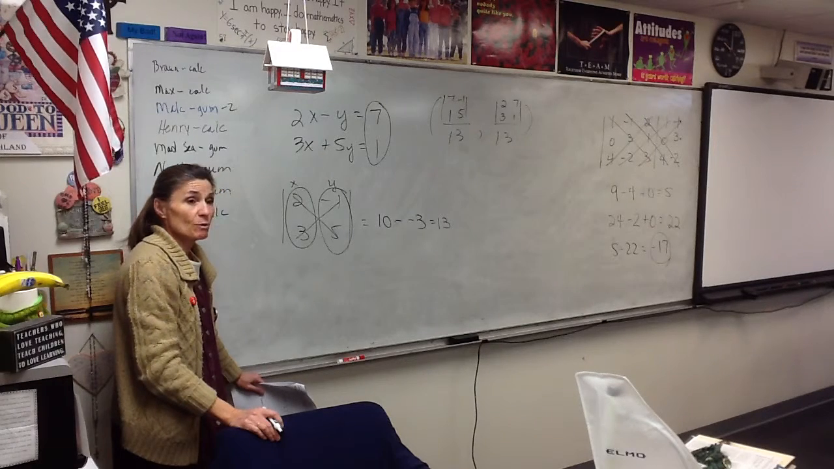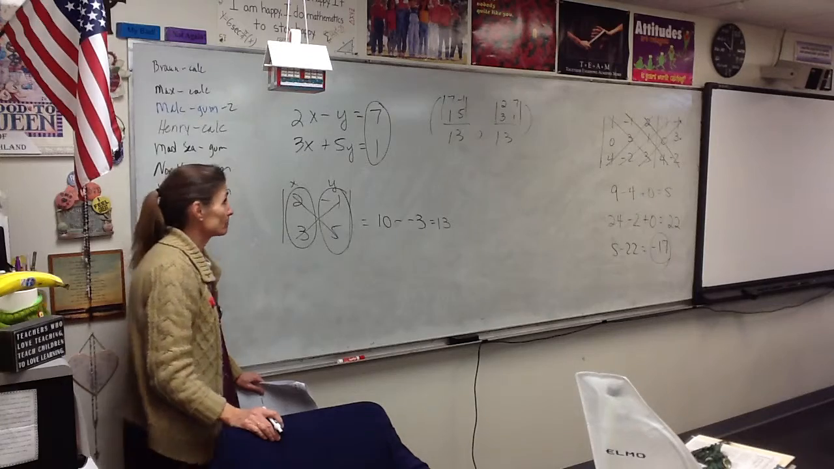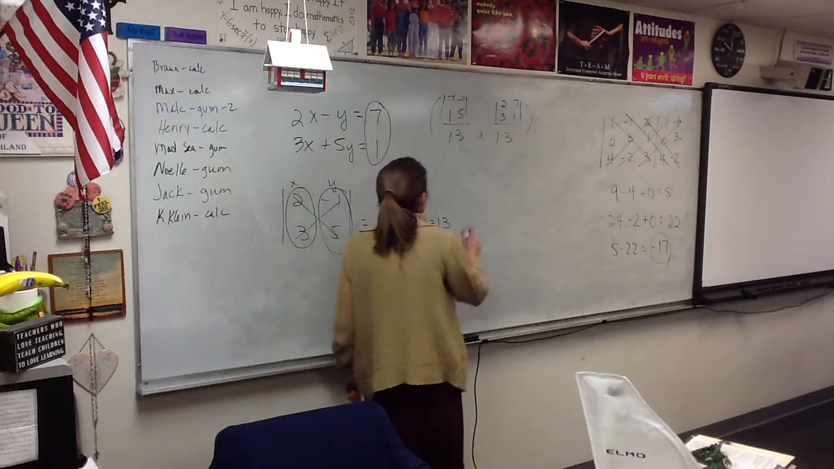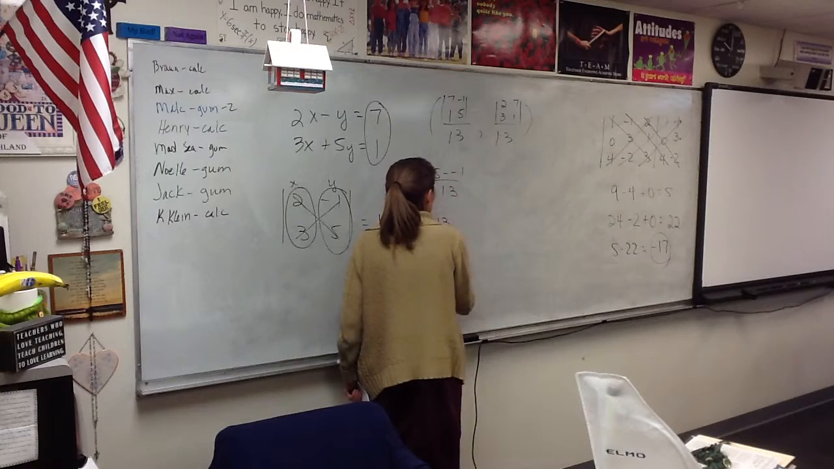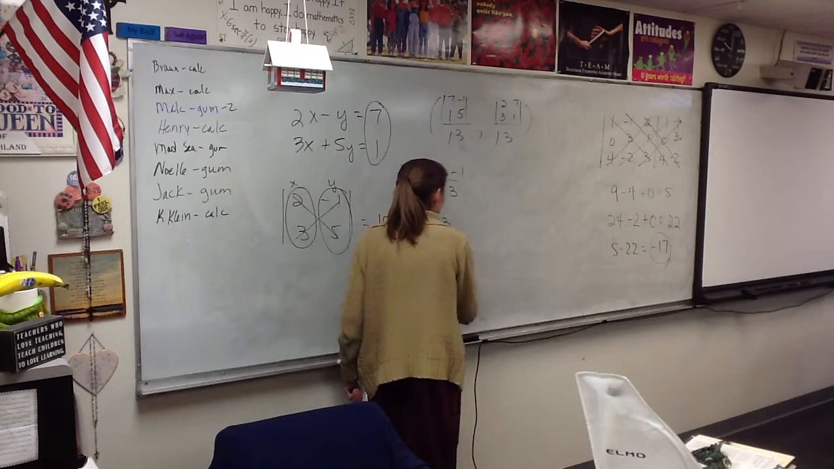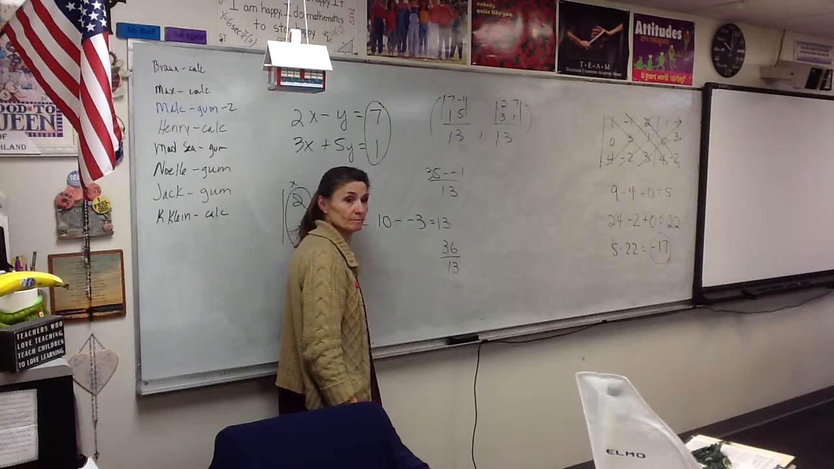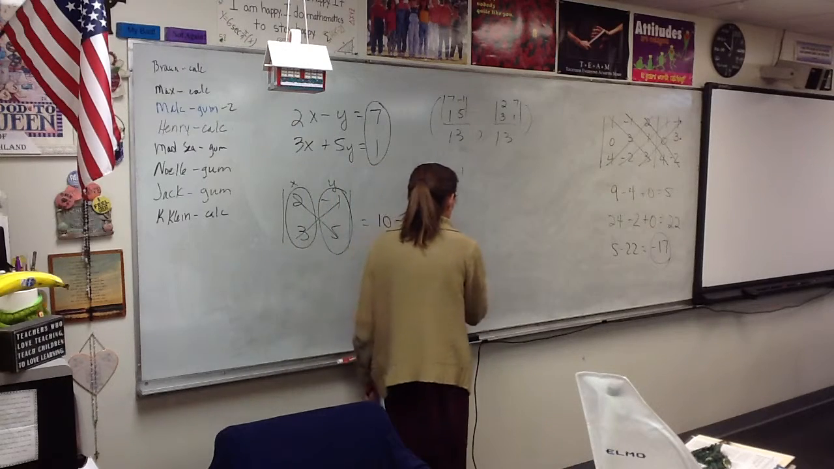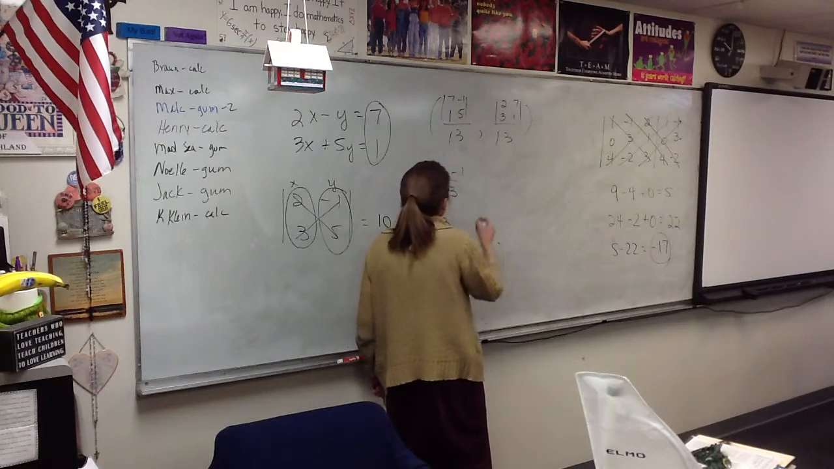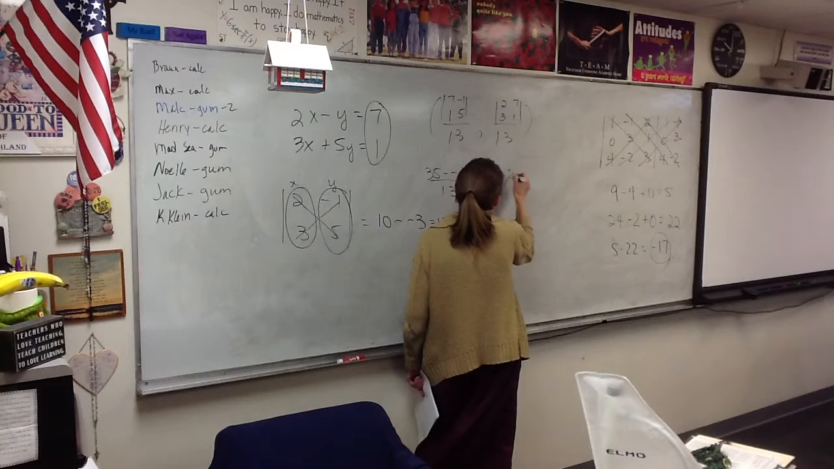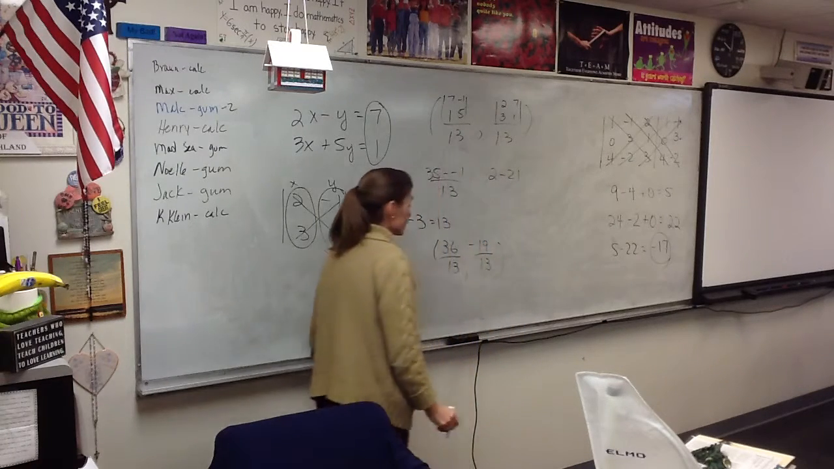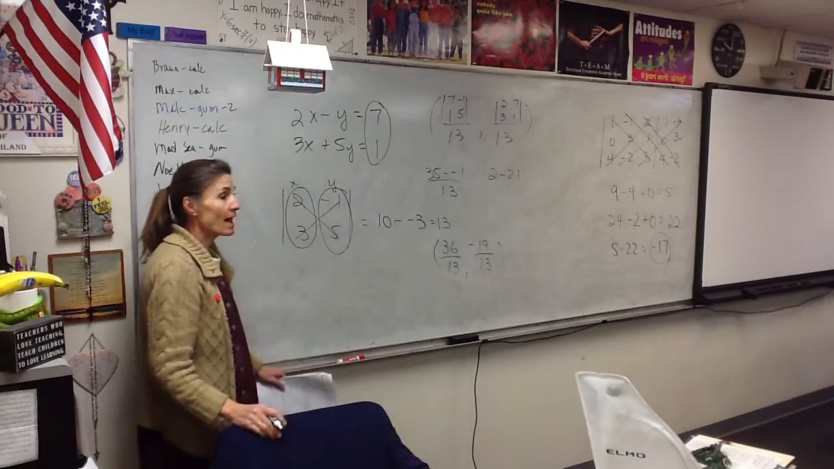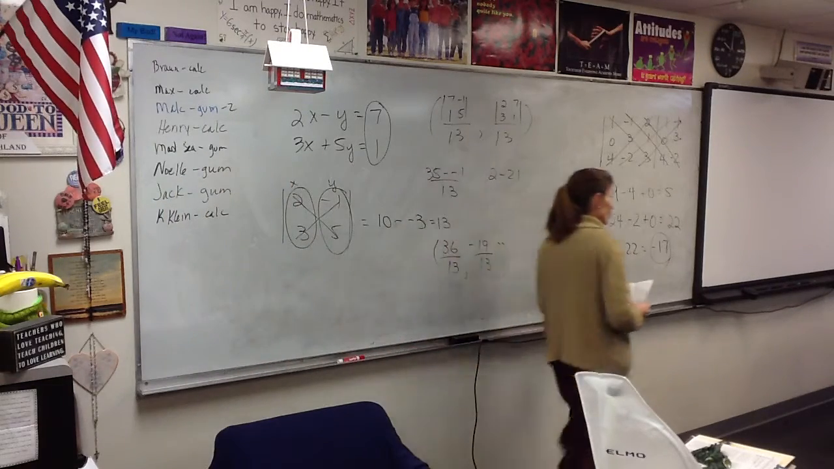Now I'm going to evaluate those determinants. 35 minus negative 1, which is 36 thirteenths. And then I'll have 2 minus 21, which is negative 19 thirteenths. That is the answer to our question.